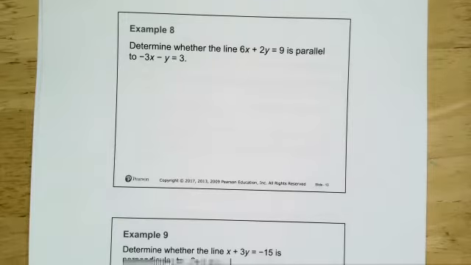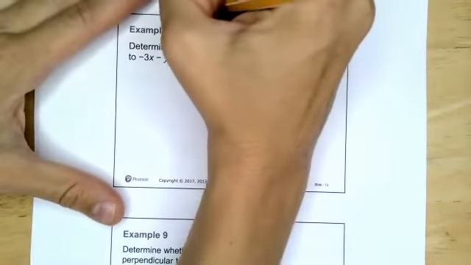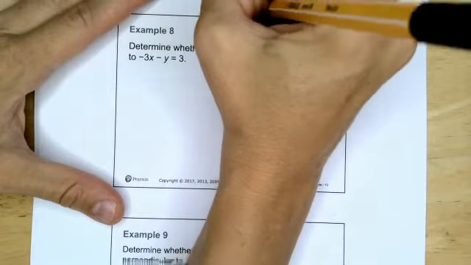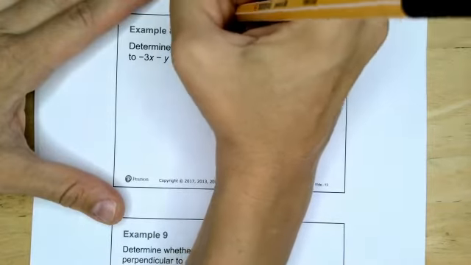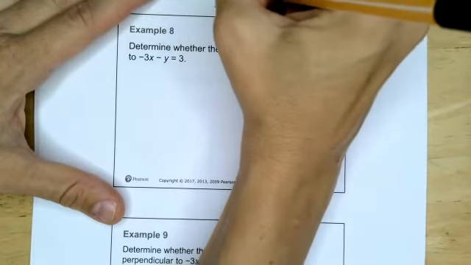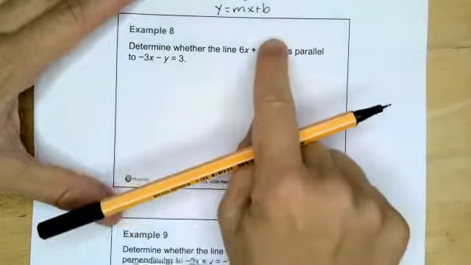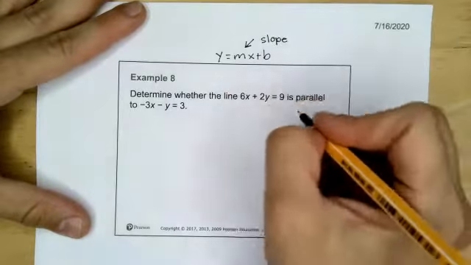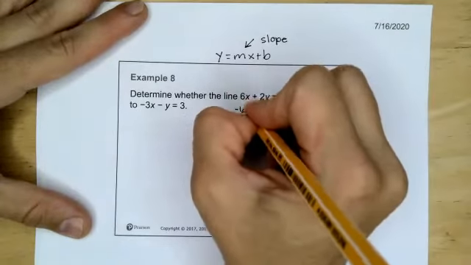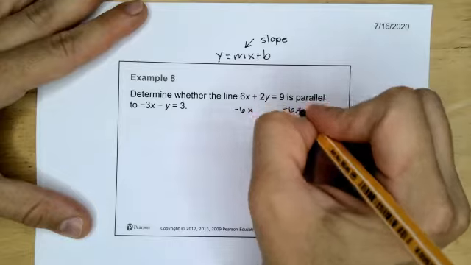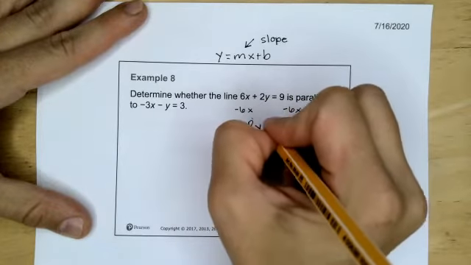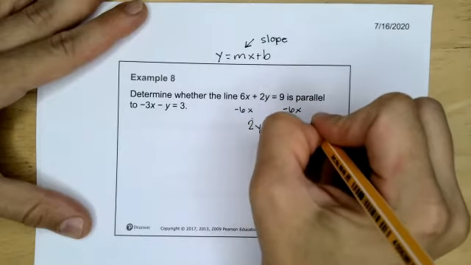Okay. So what you want to do is find the slope. Remember, y equals mx plus b, where m is the slope. These are not in slope-intercept form, so we're going to change them, right? -6x, -6x. So now we have 2y equals -6x plus 9.